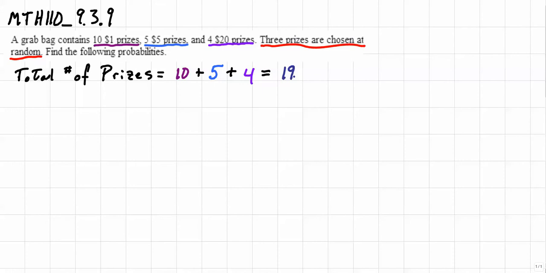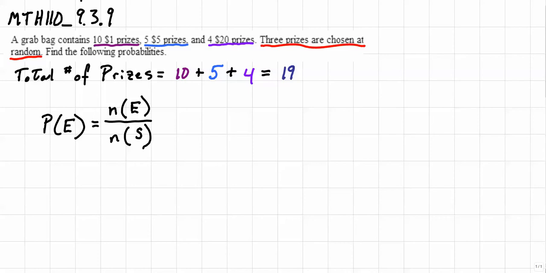So when we define probabilities, we're going to use the following formula. The probability of the event, whatever that might be, is going to be equal to the number of ways that the event can happen divided by the number of ways that the sample space can happen.